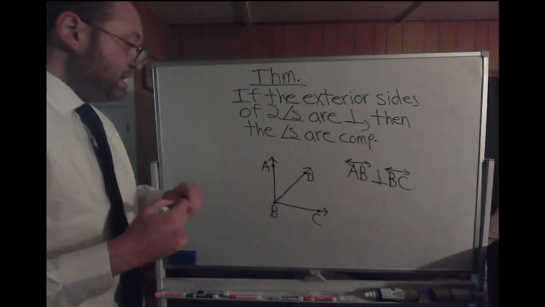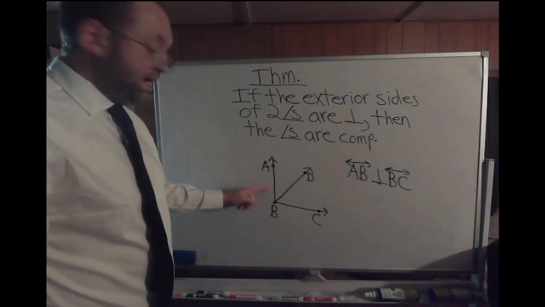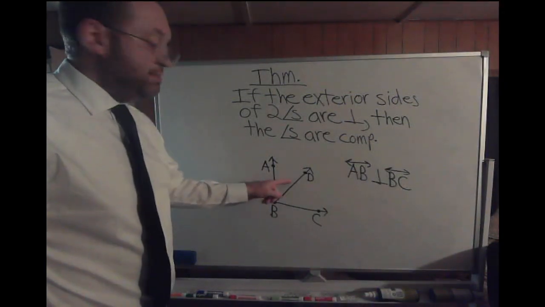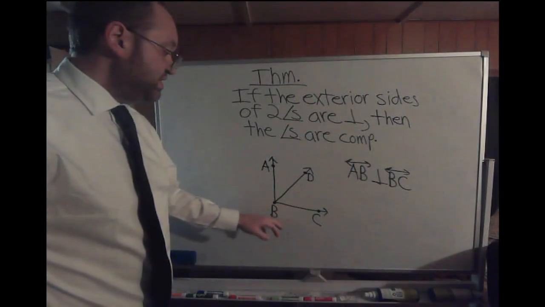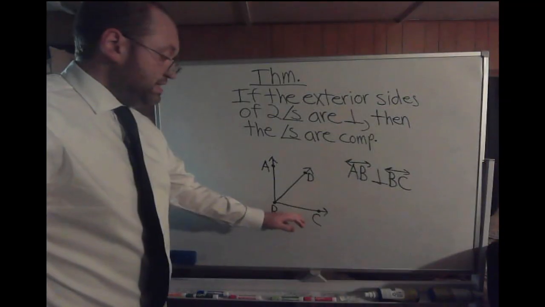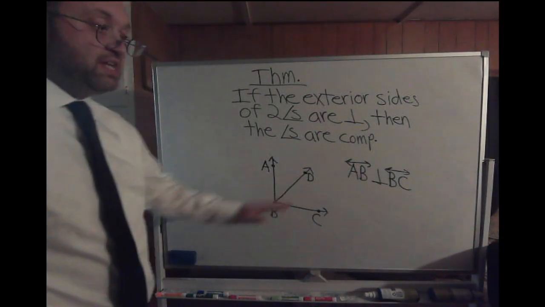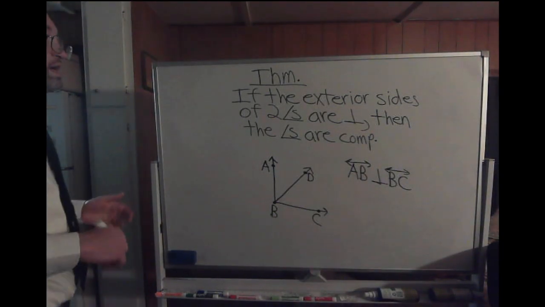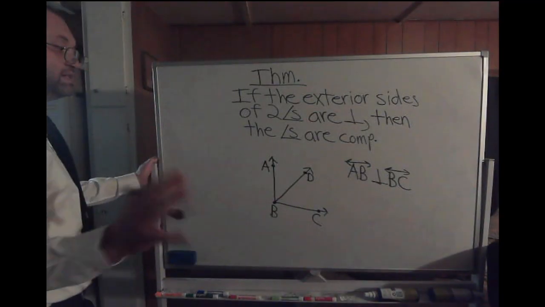because let's take angle ABD. Well, line AB is the exterior side of angle ABD, right? Line BC is the exterior side of angle DBC. That's exterior because they're on the outside. Ray BD would be right in the middle. It's definitely not an exterior side. It's an interior side. So, based on this, line AB is perpendicular to line BC.